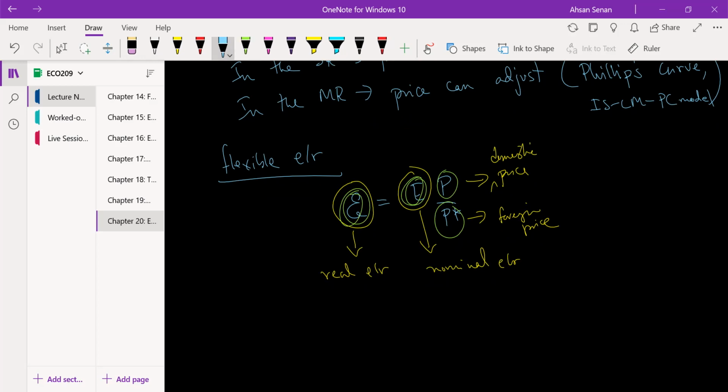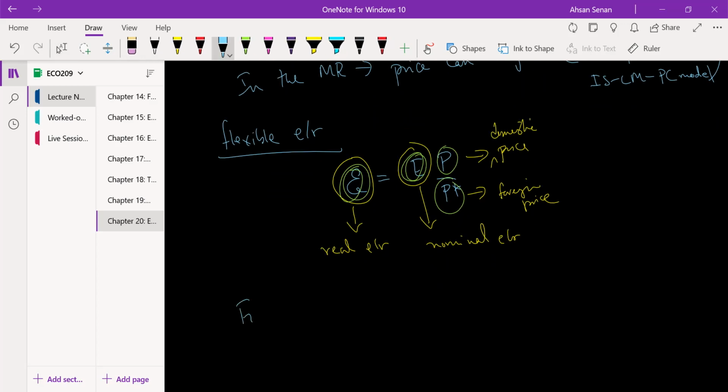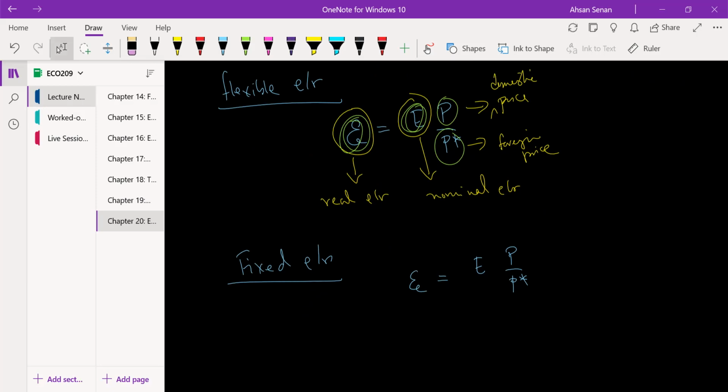Problem is, when we have a fixed exchange rate regime, okay, what we see is that, of course, in the short run, this is fixed. This is not going to change.